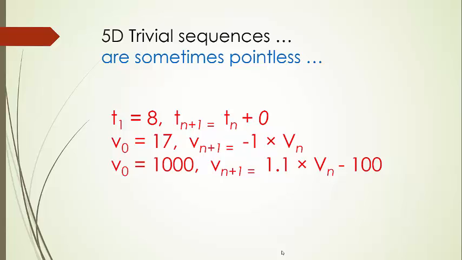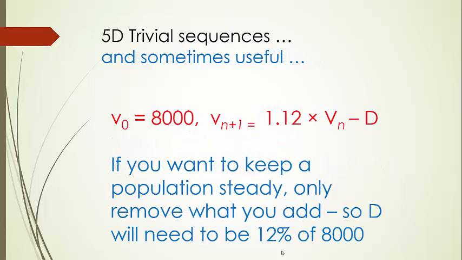Now 1.1 multiplier means we're adding 10%. 10% of 1000 is 100. So in effect we're going to be adding 100 and then subtracting 100. That's not altogether pointless, as you will see in the next example. This one would be useful if you want to keep a population steady.